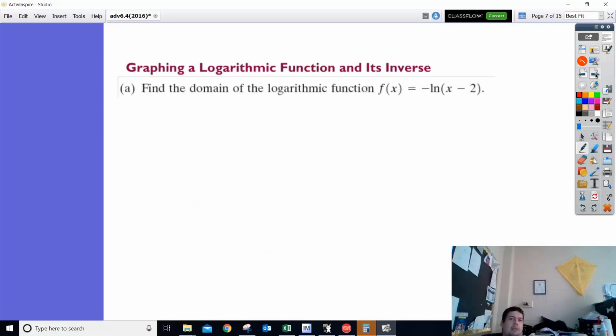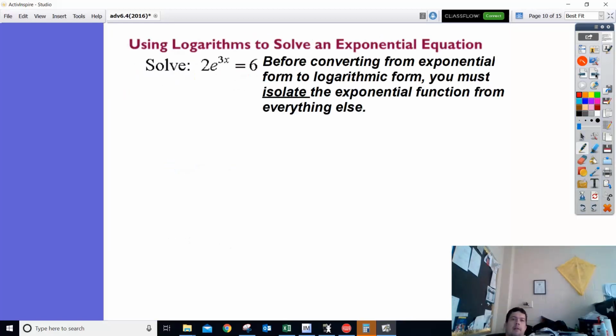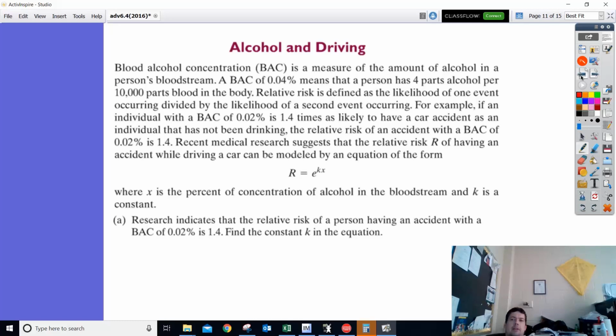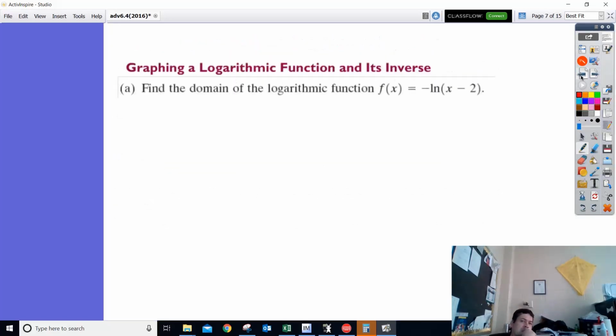Let's see here. What are we supposed to do? It says graphing a logarithmic function and its inverse, but then it just talks about finding the domain. Is that the only graphing example I have? Bummer, it is. I'm not too picky. I really don't care if you do a lot of this stuff by hand on these. But I want to talk a little bit about the graph.